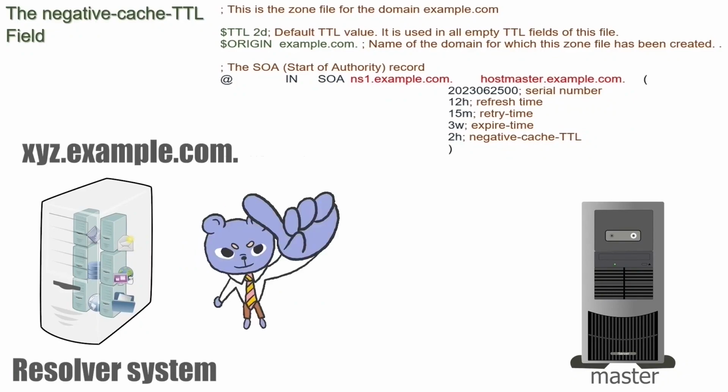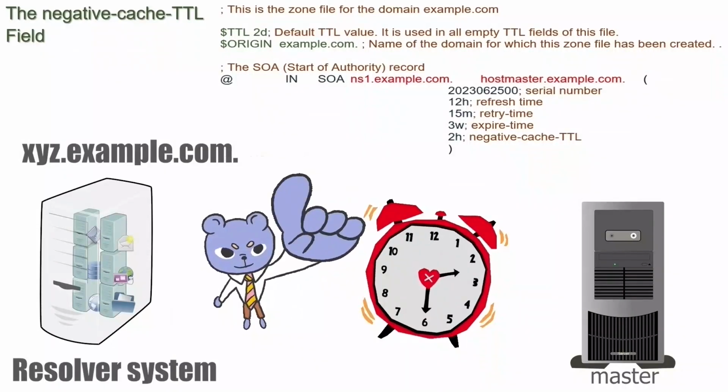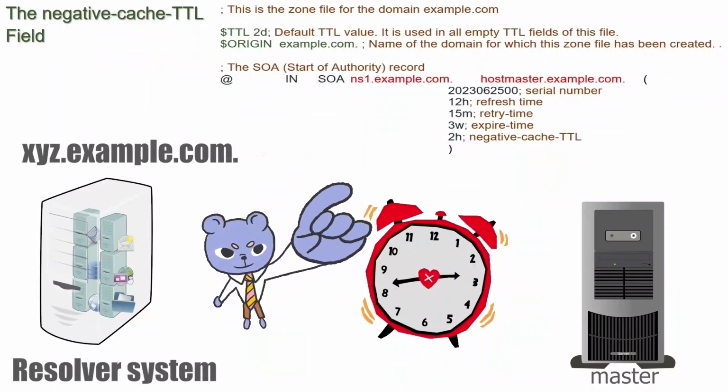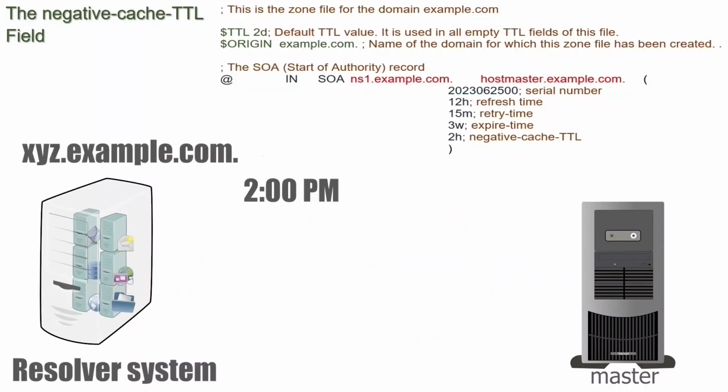In this example, the resolver system will not send a query to resolve the name xyz.example.com in the next 2 hours, starting from the time it received the response. For example, if it receives a negative response at 2 p.m., it will not retry until 4 p.m. for the same name.